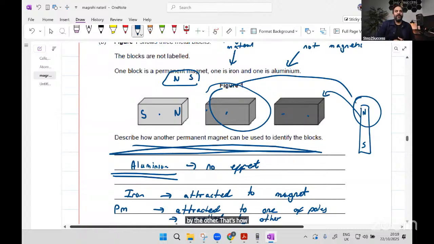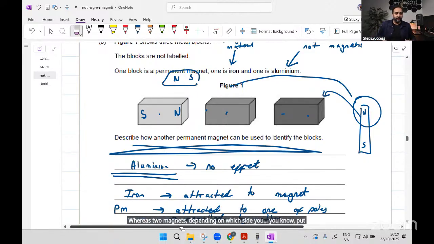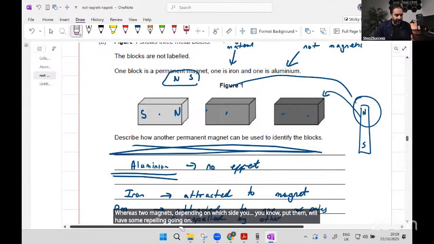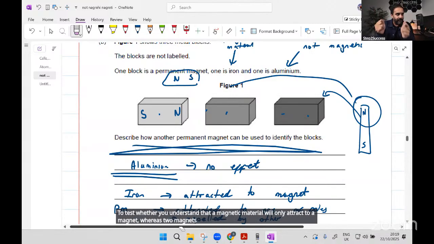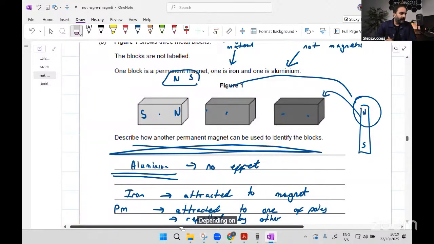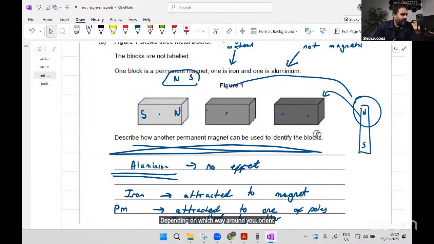That's how you know which one is the magnet and which one isn't, because this piece of iron, which is a magnetic material, will never be repelled by another magnet. It will always stick to it. Whereas two magnets, depending on which side you put them, will have some repelling going on. That's how you can tell the difference. It is a very common question, this, to test whether you understand that a magnetic material will only attract to a magnet, whereas two magnets can repel depending on which way around you orient them. Right, that covers that one.